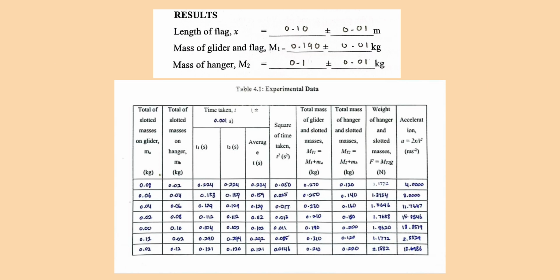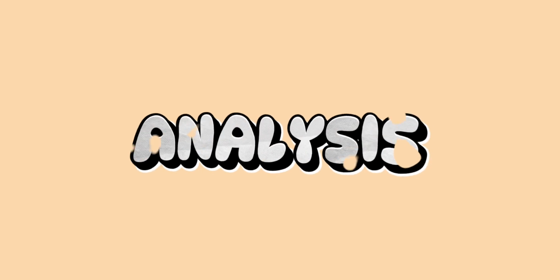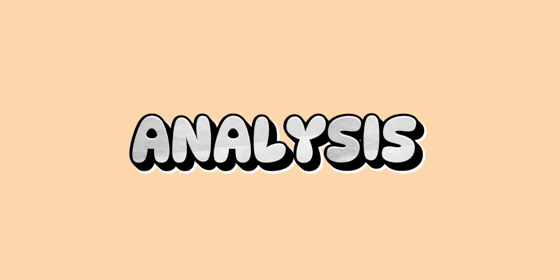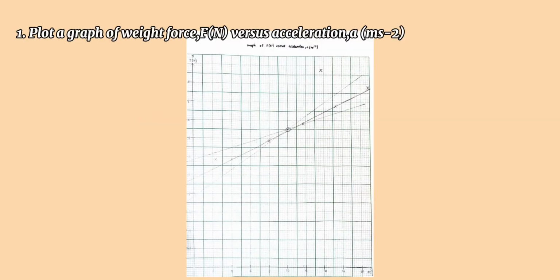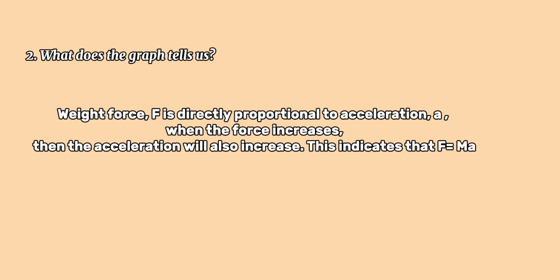So this is the result that we got based on the experiment. Moving forward, this is the graph that we have plotted for the analysis. What does the graph tell us? Weight force F is directly proportional to acceleration a. When the force increases, then the acceleration will also increase. This indicates that F equals ma.